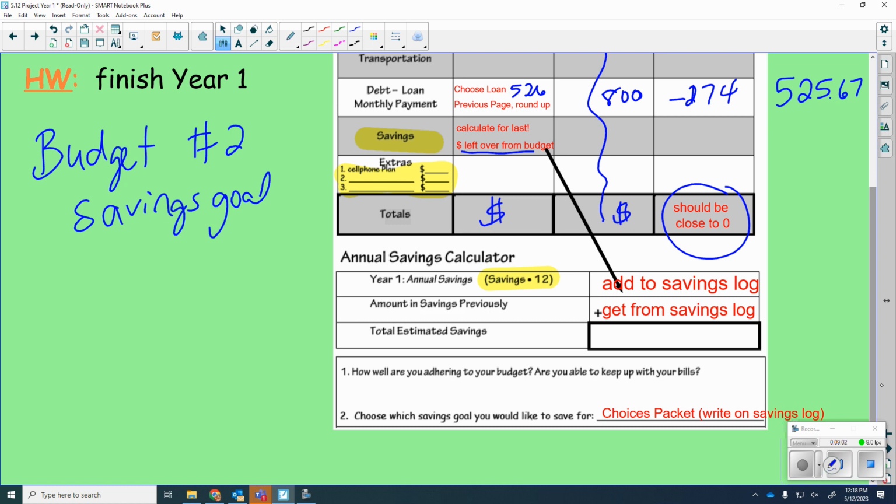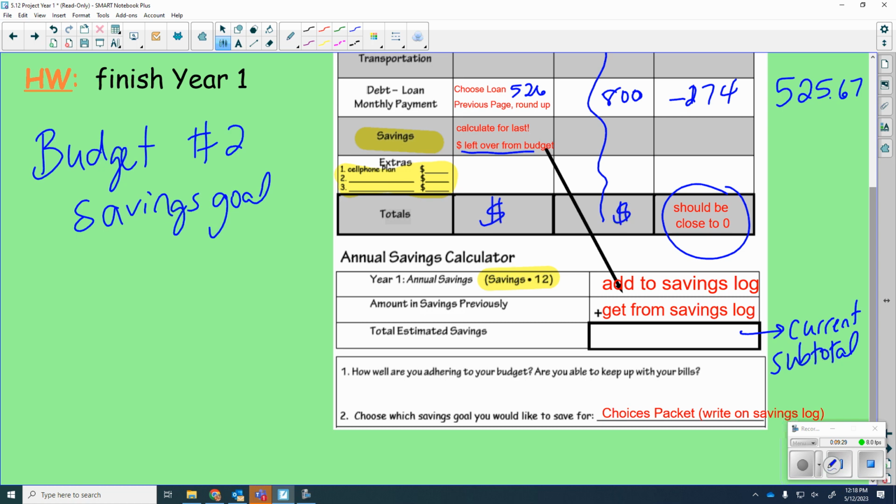Amount in savings previously. That's what you already had. Everyone's different. And then you're going to have a total here. Total estimated savings. That should also be the current subtotal. Meaning at the end of today, whatever your subtotal is in your savings should also be this number. Okay? And then you've got a couple of questions. How well are you adhering to your budget? Are you able to keep up with your bills?